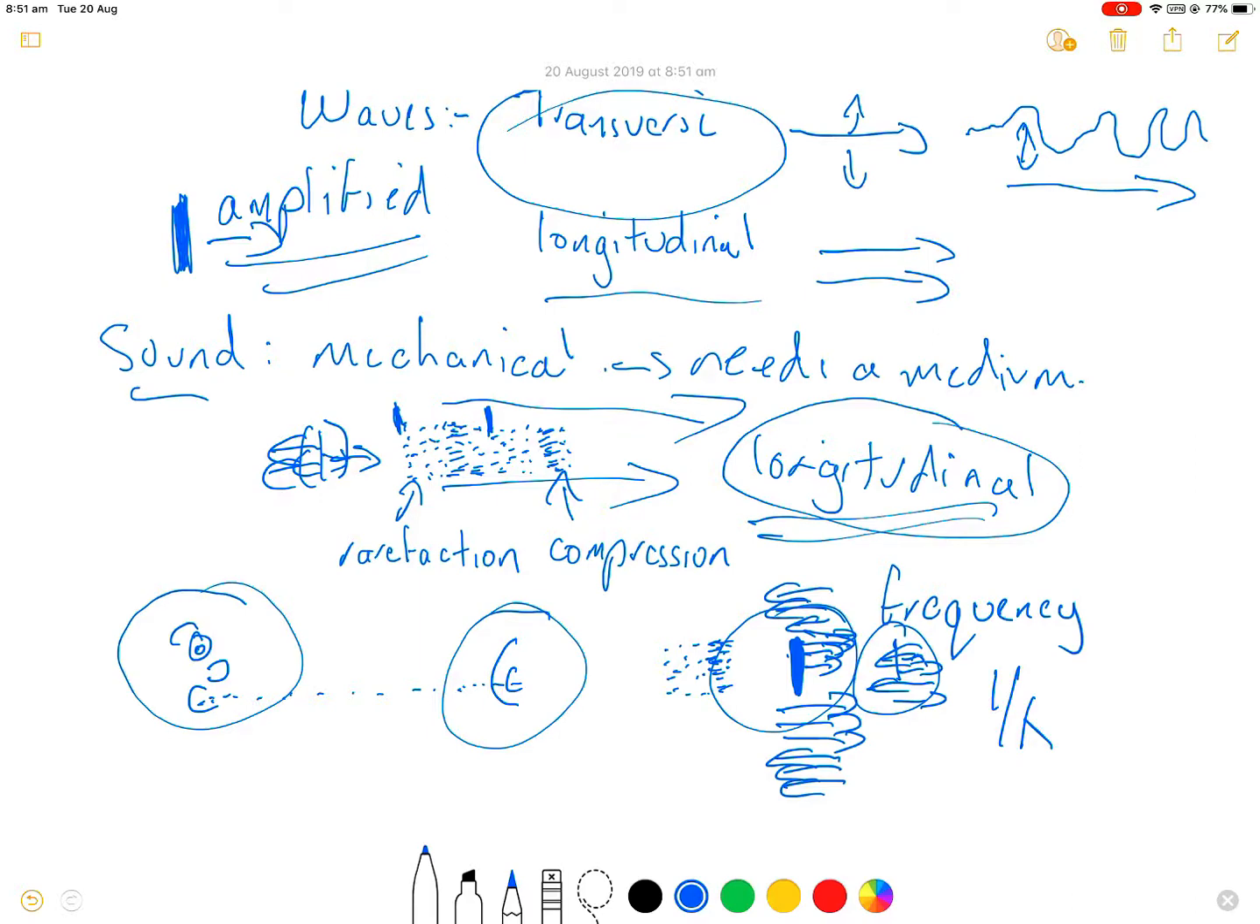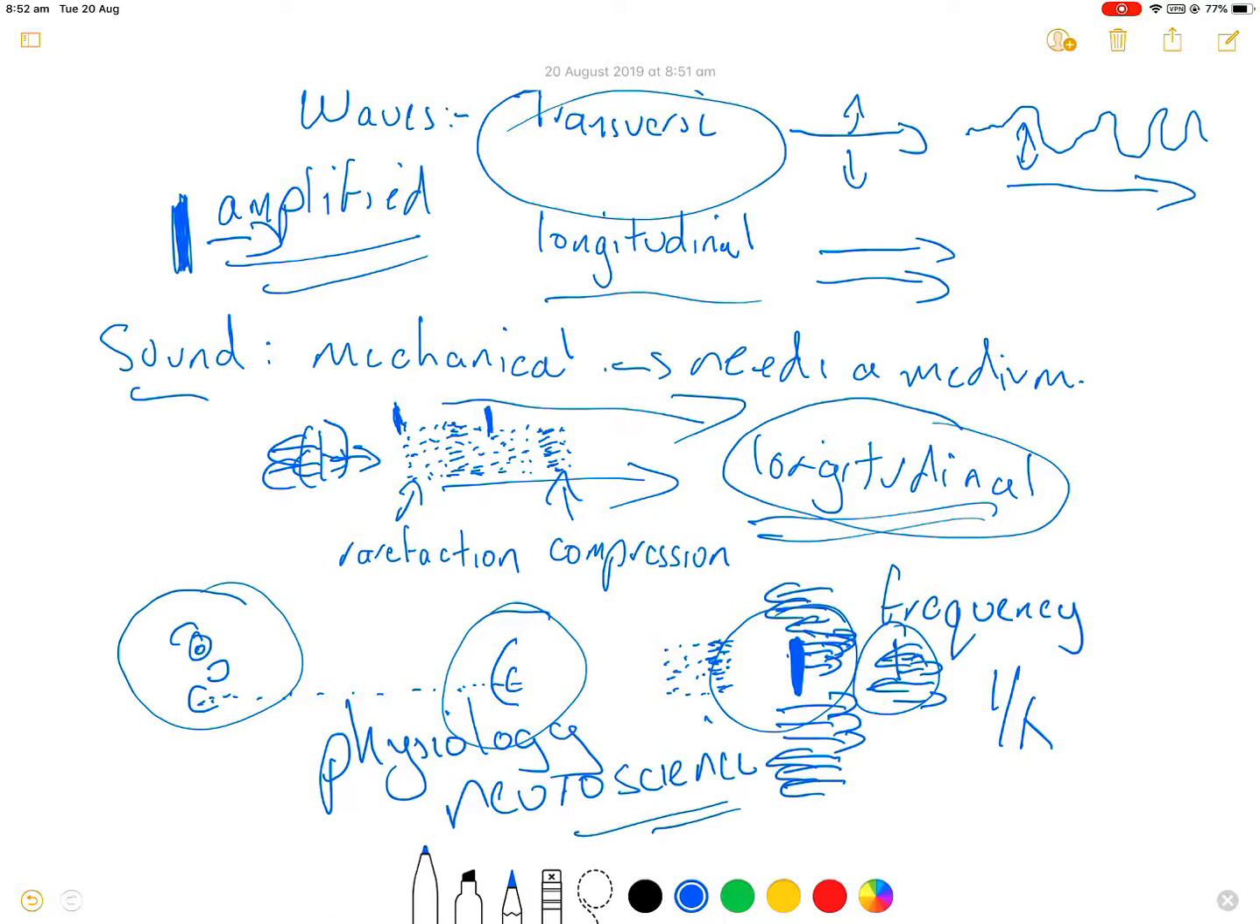Now, a lot of what I've said might not make too much sense at the moment, but as you go through this week in physics, and Dr. Yusuf talks about waves and sound and the process of the vibration in the eardrum and so on, you'll have a better understanding of how that relates to physiology, neuroscience, and the process by which we hear.